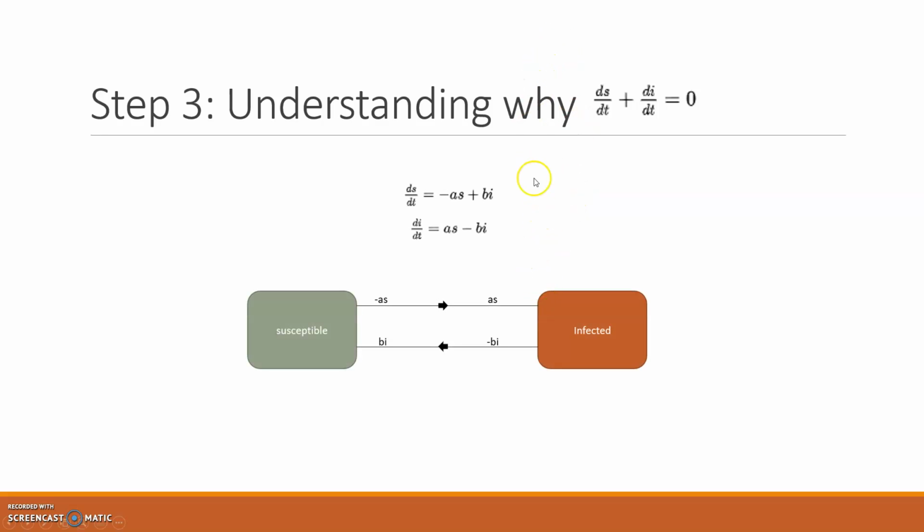Step 3 was understanding why dS/dt and dI/dt equal 0 when added together. To me, I just looked at this. If you have a negative AS, like negative 10, so that's 10 people who are becoming infected and leaving the susceptible population, you have a negative 10 here, and you have a positive 10 here flowing into the infected population. And it's literally the same thing for the negative BI and the BI. If someone's becoming susceptible from the infected population, you have a negative 10 here and a positive 10 here. So if you add them up, technically they should always add to 0.